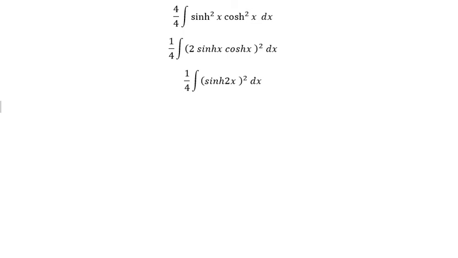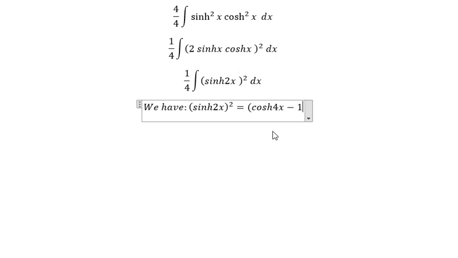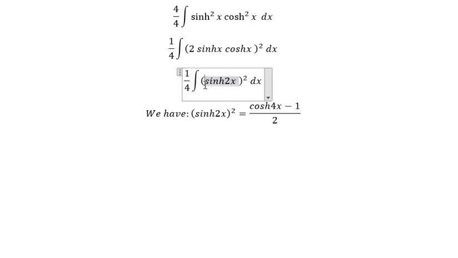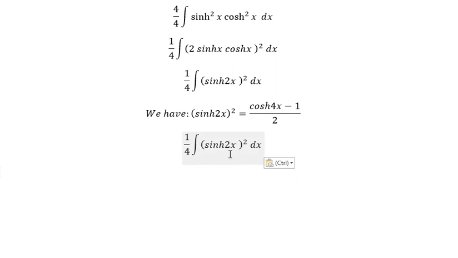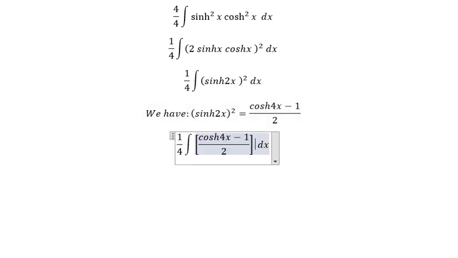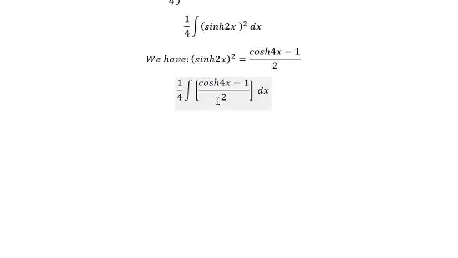Next, let's see about sinh 2x squared equal to cosh 4x minus 1 over 2. We change this one in here. Next, we move number 2 outside, and you get 1 over 8 multiplied with the integral of cosh 4x minus 1 dx.